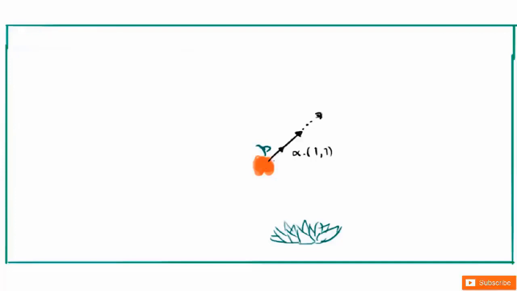But as long as alpha is positive, it's going to be something that lies within this line here. And the other possible direction is this one, which is of course -1 and 1. So what we're going to do is randomize a number, and depending on the result we get, we're going to start with this vector or this vector.